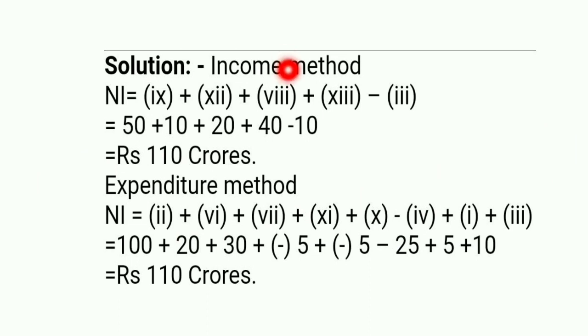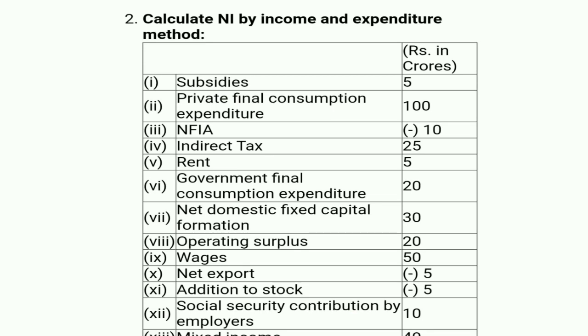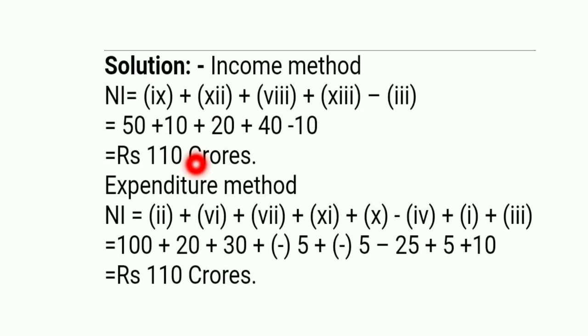So by income method, in order to reach national income, first of all what we did, we found NDP at factor cost by adding compensation of employees, operating surplus, and mixed income of self-employed together. Components of compensation of employees were given as wages and social security contribution by the employer. So we added it together with operating surplus and mixed income. Then we got NDP at factor cost, and then in order to reach NNP at factor cost, we added NFIA to it. Finally, we got 110 crore as our national income. Here you can see.